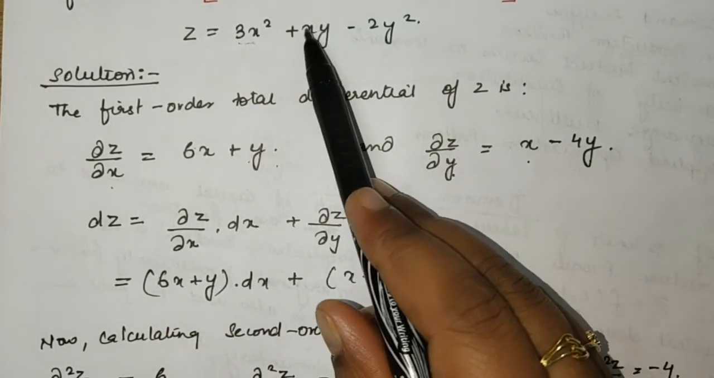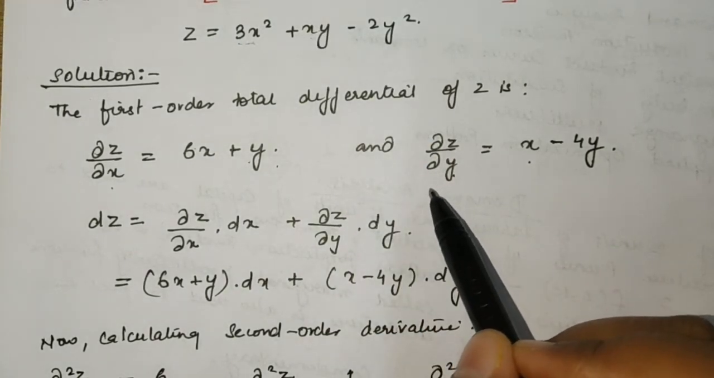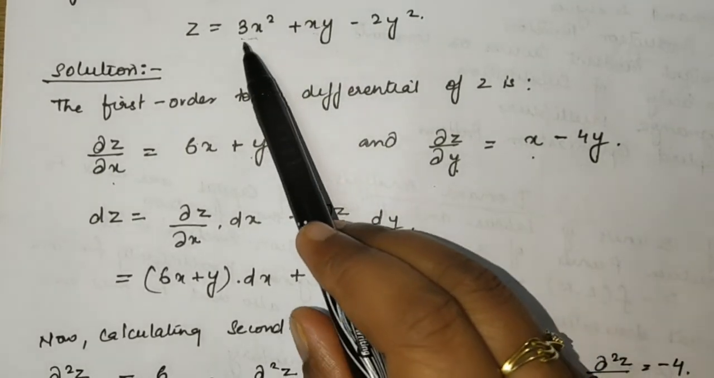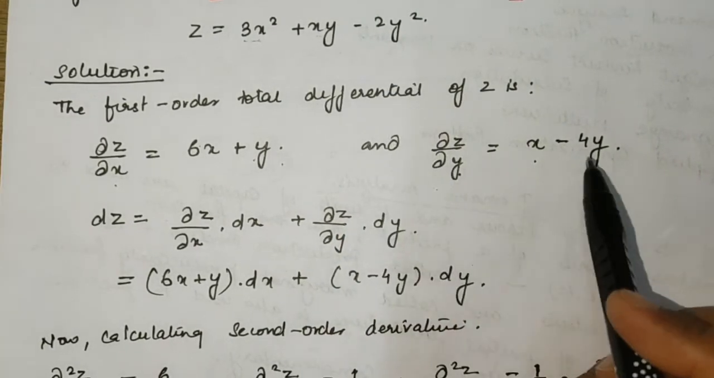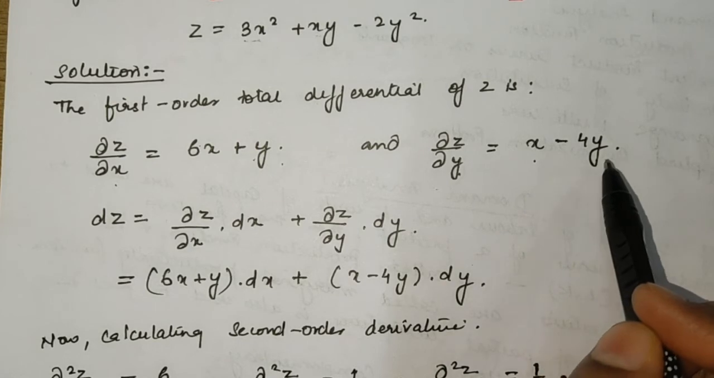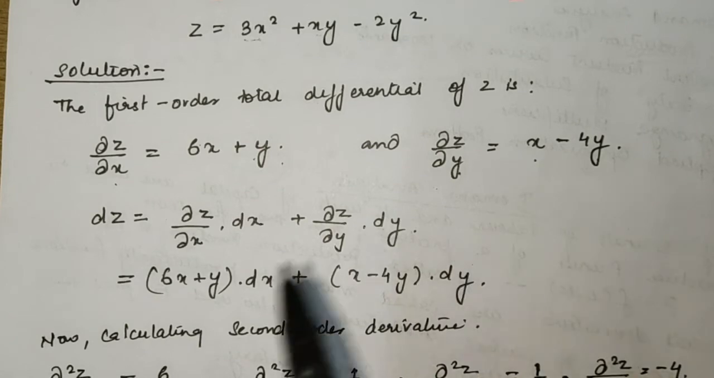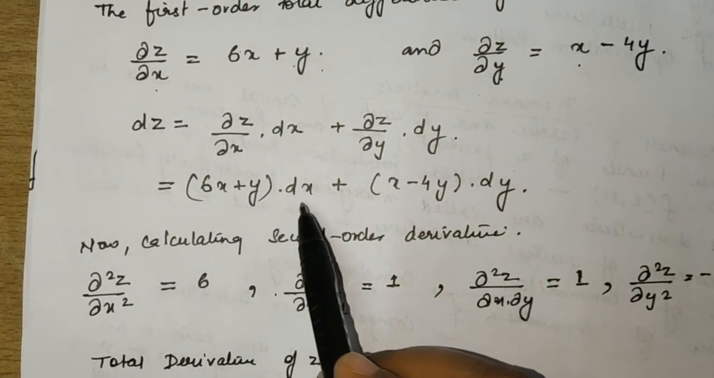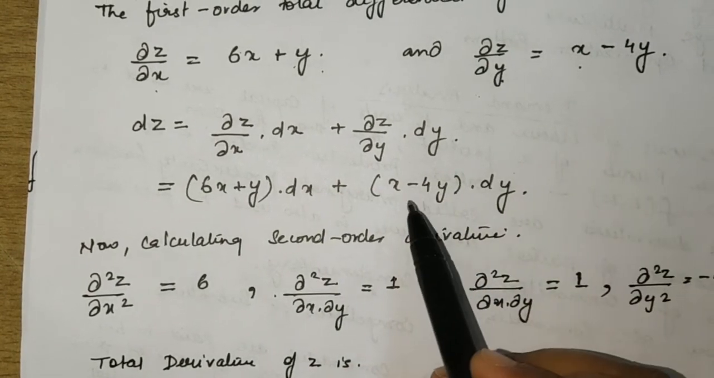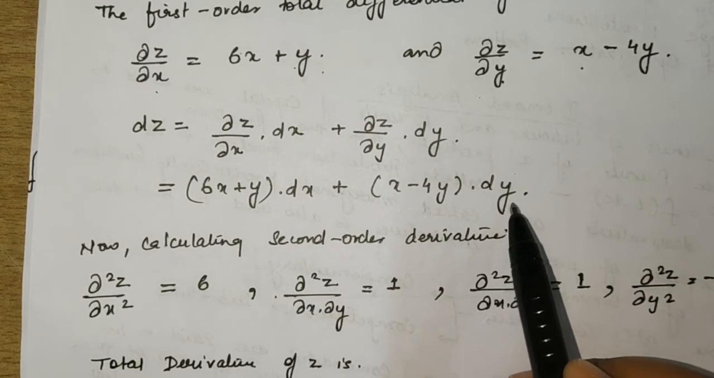Now we differentiate this function with respect to y. X will be constant over here. So this will be 0, this will be x and this will be minus 4y. So the answer is x minus 4y. Whatever results we have got, the partial derivatives, we put into this formula. So 6x plus y into dx plus x minus 4y into dy. This is the first order total differential of z.